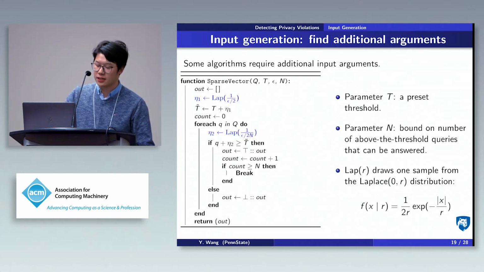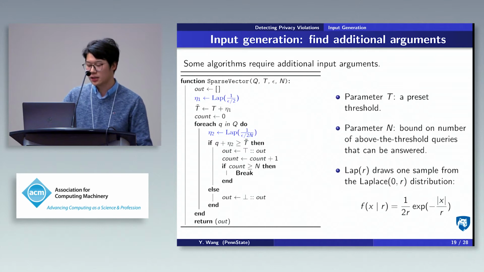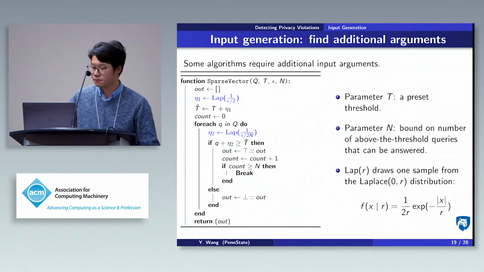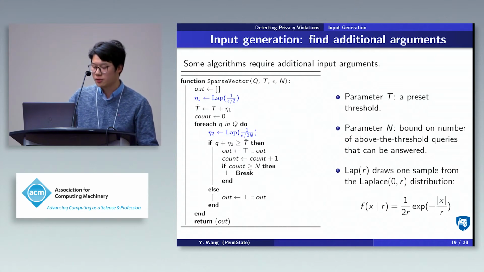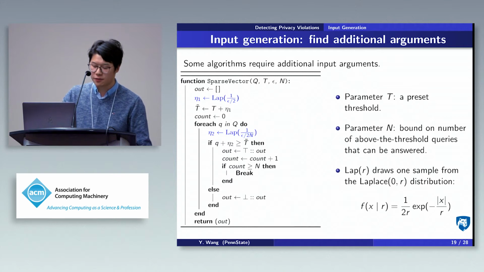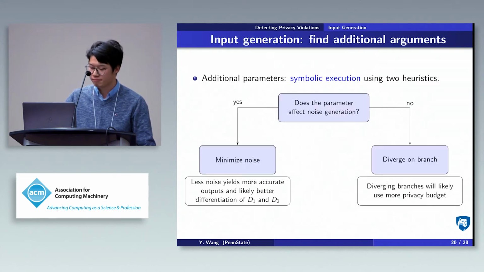For some other algorithms that need additional arguments, such as the sparse vector technique, this algorithm tests if the query is above the preset threshold t and outputs true if yes. The number of truths it can output is bounded by the argument m. In this algorithm, t and m are needed for us to run the algorithm.